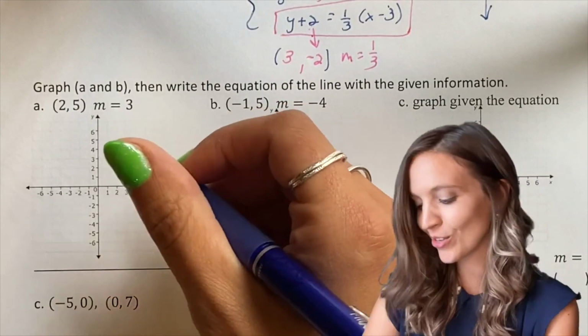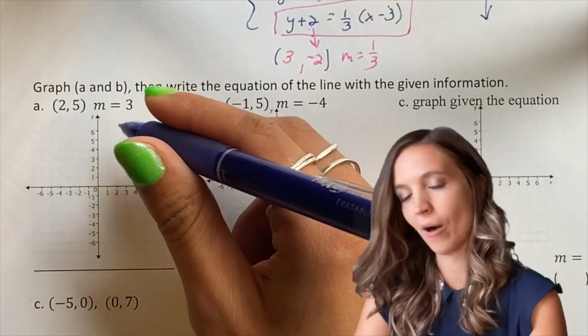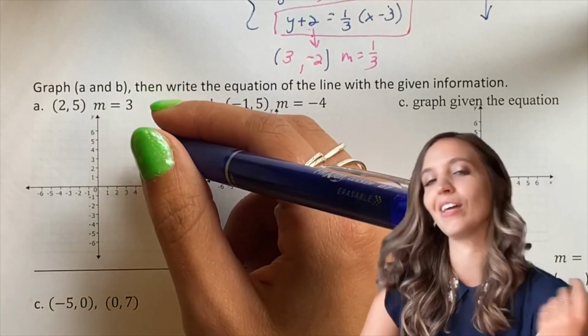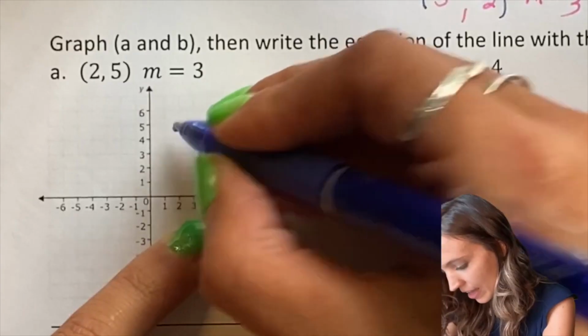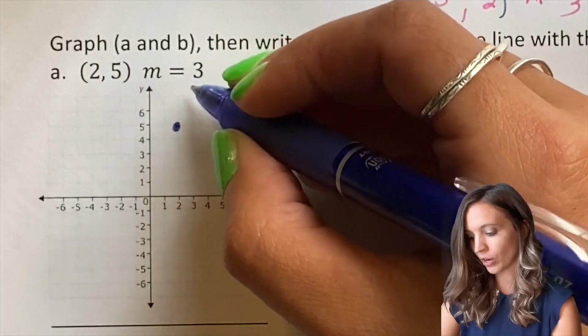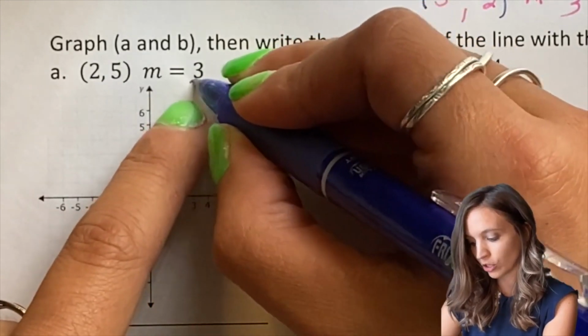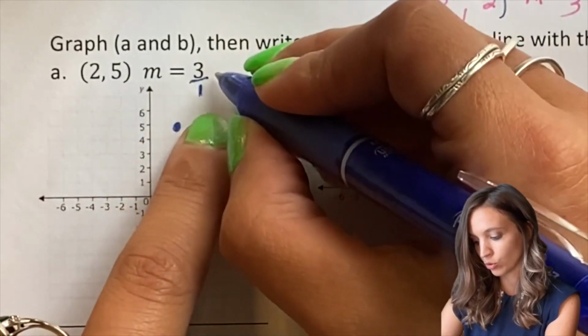Let's practice. So for this first one, we have the point 2, 5 and a slope of 3. So let's plot the point and then use the slope to graph the line. So 2, 5 is right here. And then if I'm going to use the slope to graph the line, I need to know, okay, well, the vertical change would be 3 over the horizontal change would be 1.